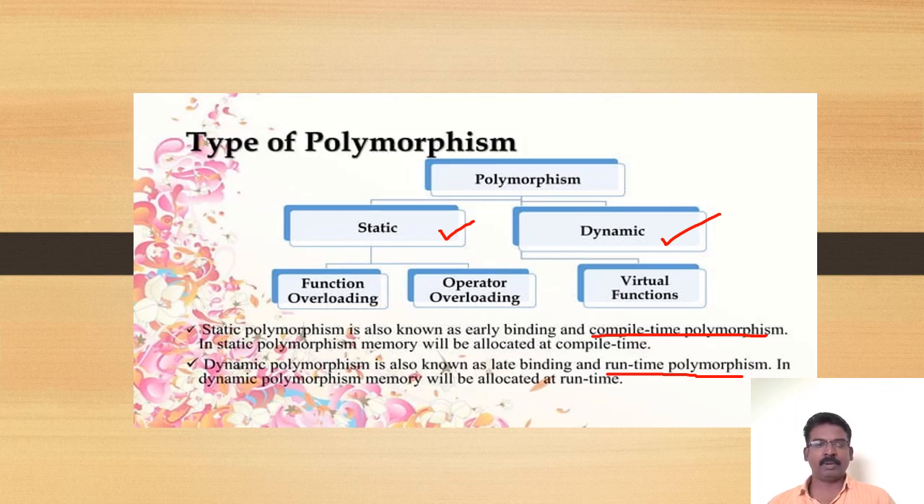Under static polymorphism, we have two concepts. One is function overloading and the other is operator overloading. And under dynamic polymorphism, we have the virtual function concept. In this lecture, we are just going to see function and operator overloading.